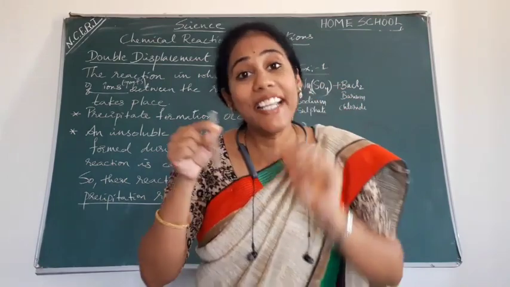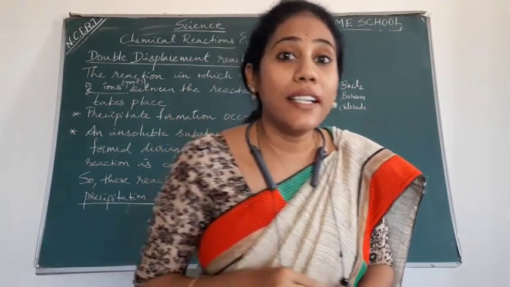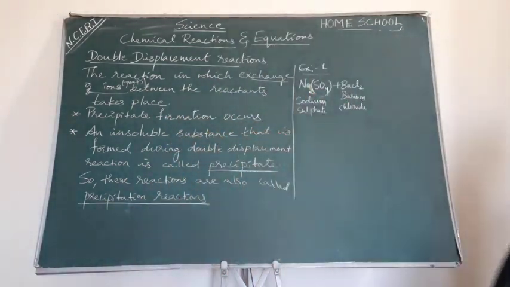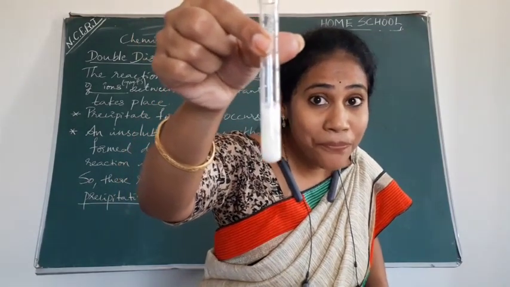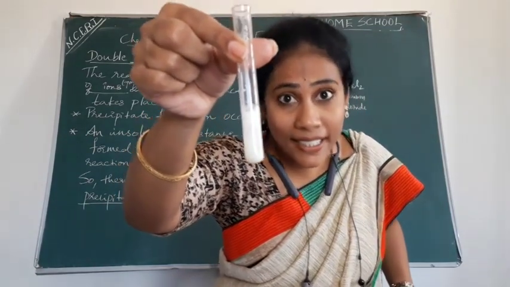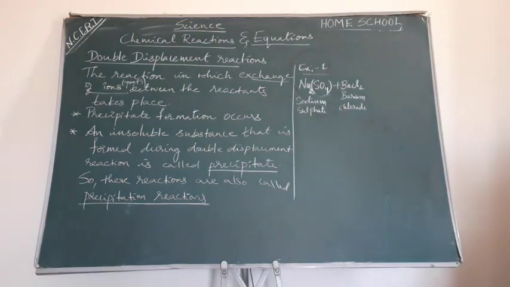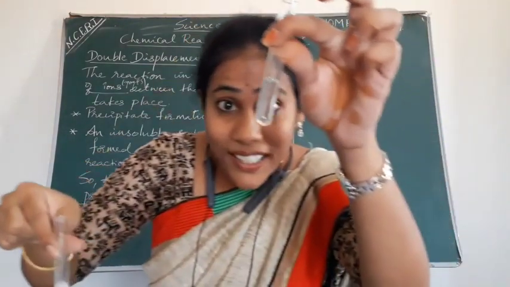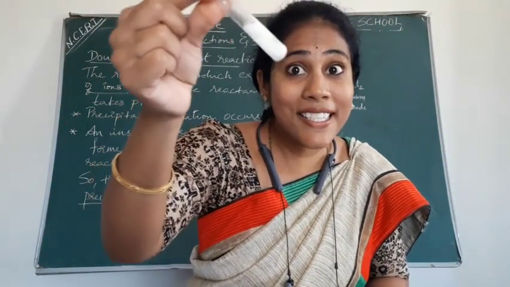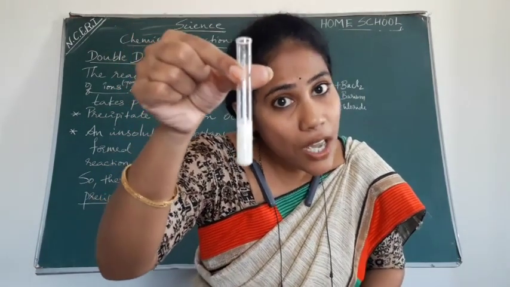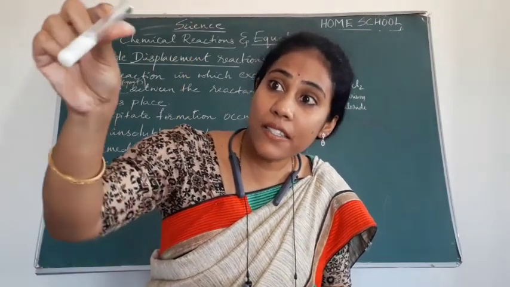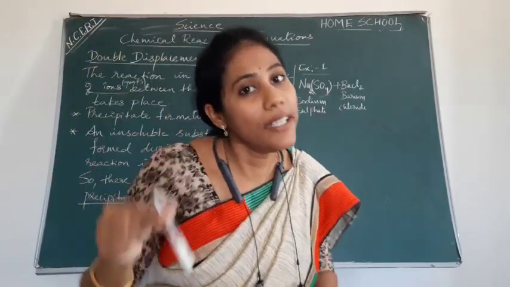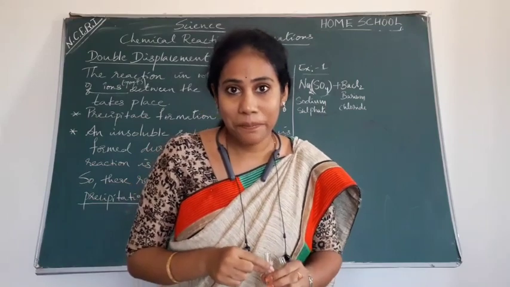When I added both of them together, surprisingly, I will get a product like this. Can you observe this? How does it look? Is it clear like water? No, no. It is some white colored insoluble substance. This white colored insoluble substance is what we will call a precipitate.